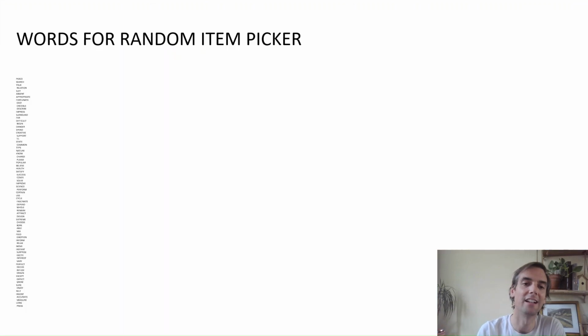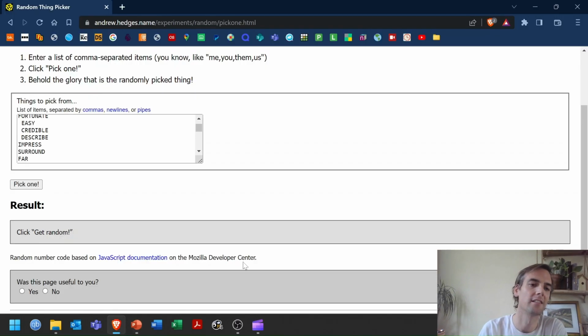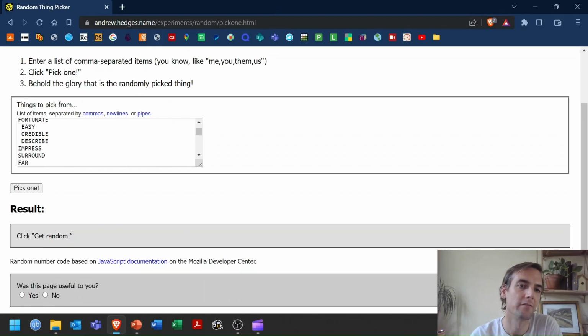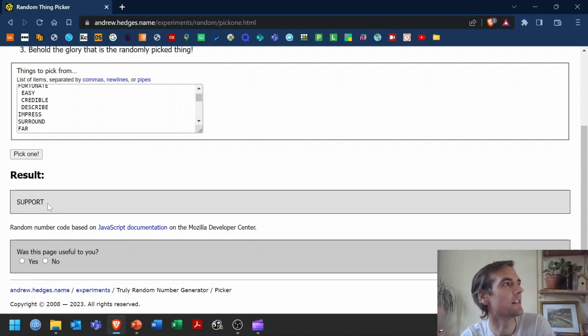Another nice little trick I have with this list of words that I've made is using the old random item picker, one of my great classroom tools. Thank you, Andrew Hedges. I owe you a great debt. I've been using your website for a very long time, but this is good because we can pick one at random. Support.